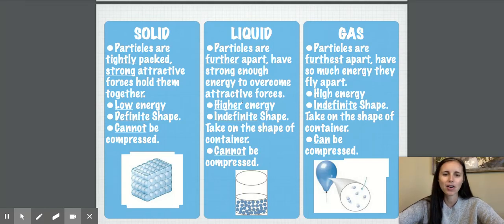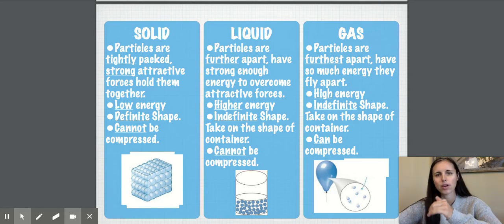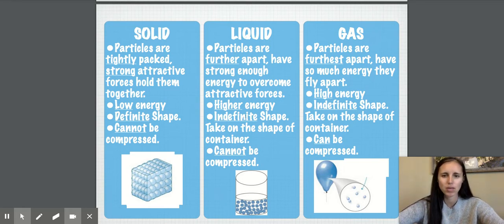They have higher energy, so they're moving a little bit faster. Because their particles are moving a little bit faster, you see that flow, right? So you actually see a flow. It's because the particles are actually moving through in a liquid. They have an indefinite shape. So if I took a glass of water and I poured it onto the table, it's not going to hold the shape. What's actually holding the shape of a glass of water is the glass, right? The actual container is what's defining the shape. And liquid actually cannot be compressed. So when you actually try to push on a liquid, it might move, but it's not actually going to be compressed.